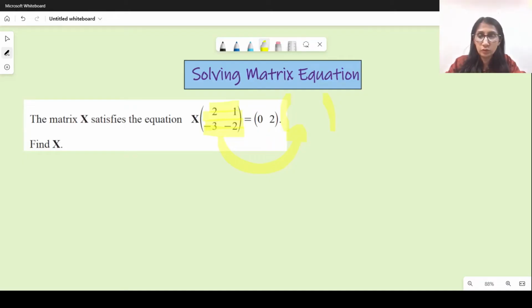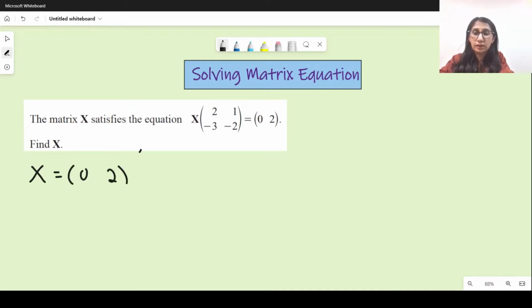So in the next question, we'll see that this matrix is towards the left hand side. So we'll also keep the inverse towards the left hand side. That is, in that case, we'll keep the inverse over here. So for now, this equation becomes X equals 0, 2, and the matrix inverse ends up at the right hand side. The order is very important.